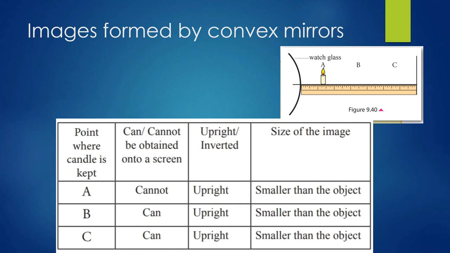So it is a virtual image, the size of the image is smaller than the object, and it is an upright image. So these are the features of the images formed by the convex mirrors.